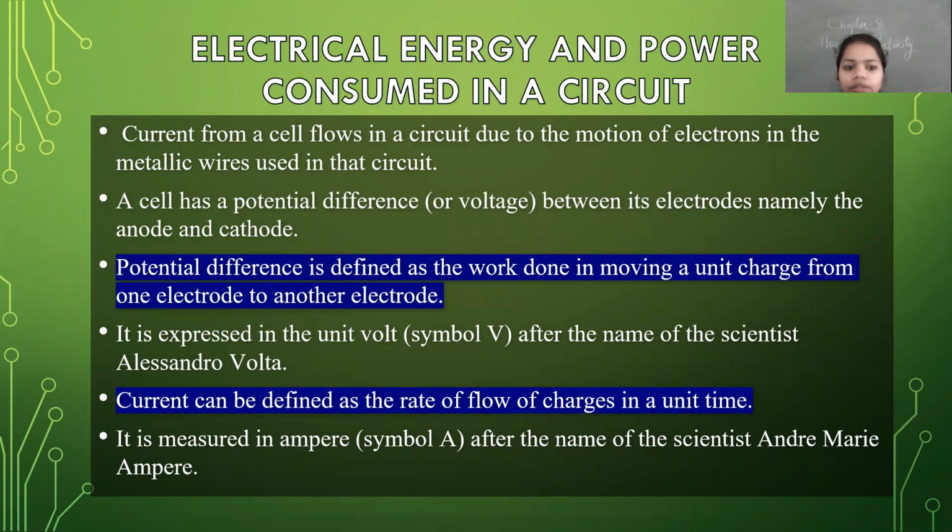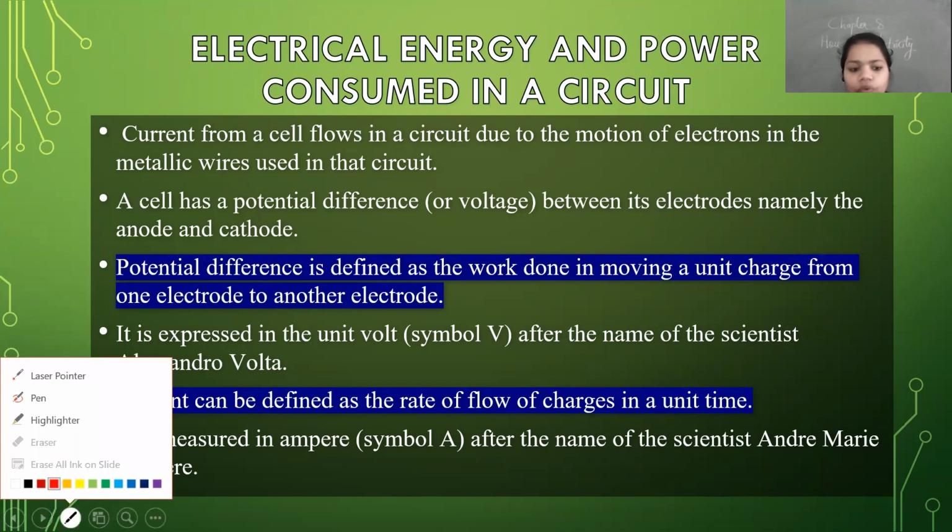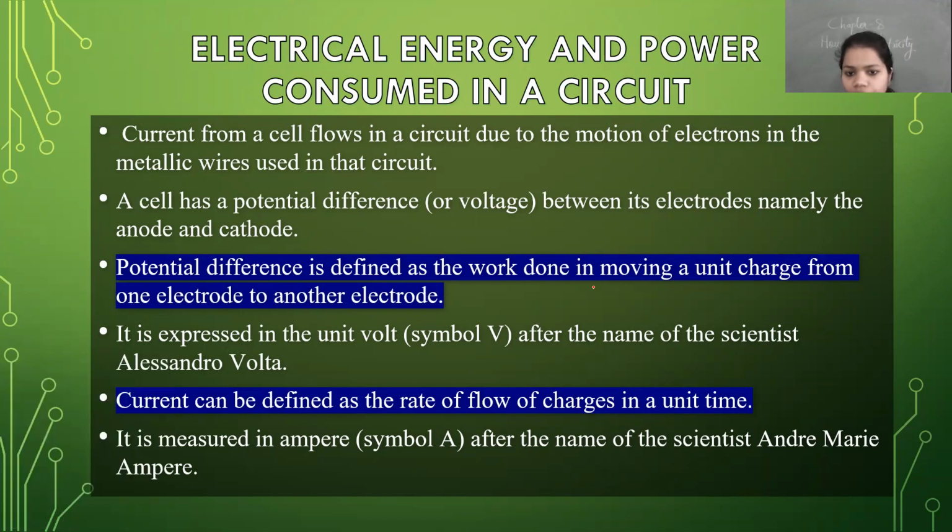So let us start with what is potential difference. A cell has a potential difference between its electrodes, that is anode and cathode. Potential difference can be defined as the work done in moving a unit charge from one electrode to another electrode. It is measured in the unit volt, after the name of the scientist Alessandro Volta. And current can be defined as the rate of flow of charges in a unit time. It is measured in ampere, after the name of the scientist Ampere.